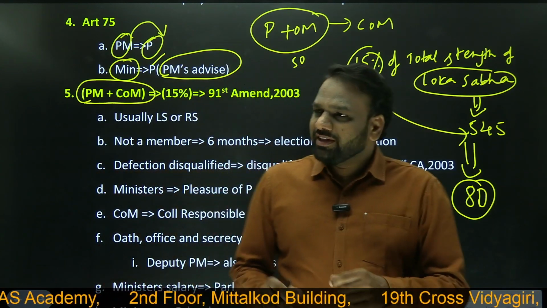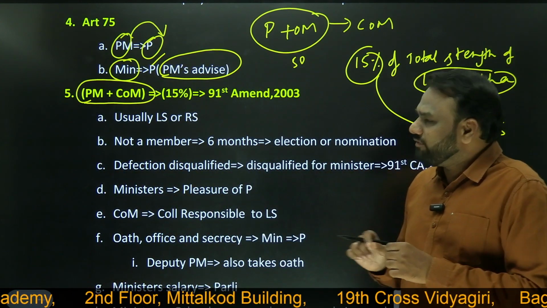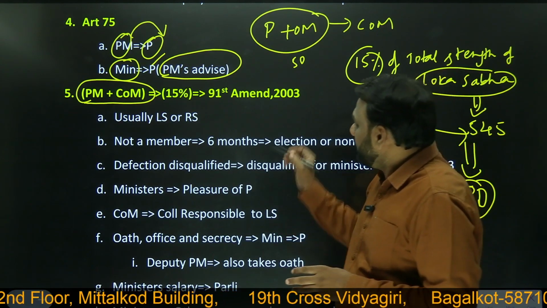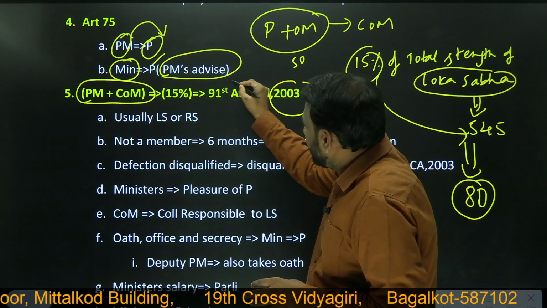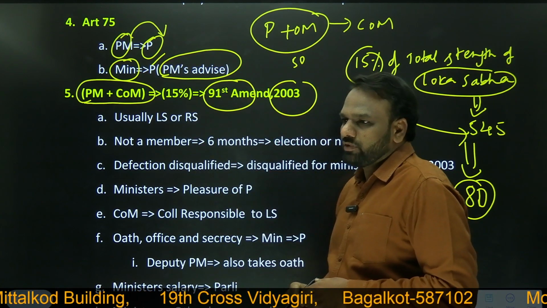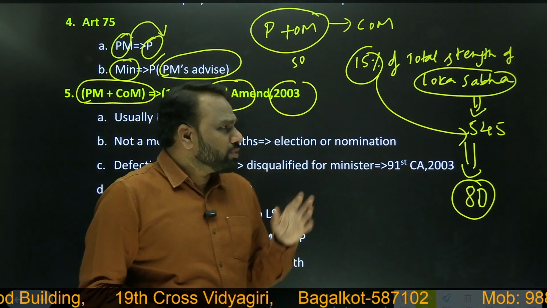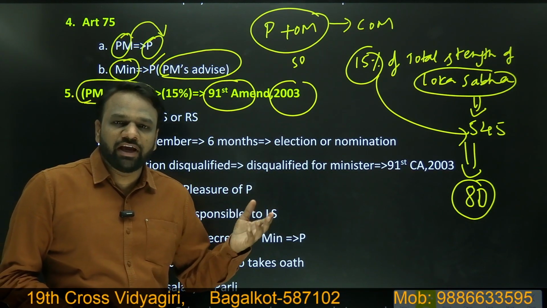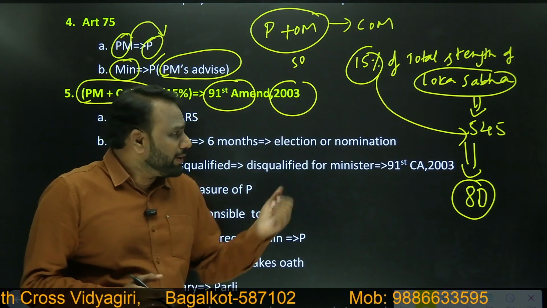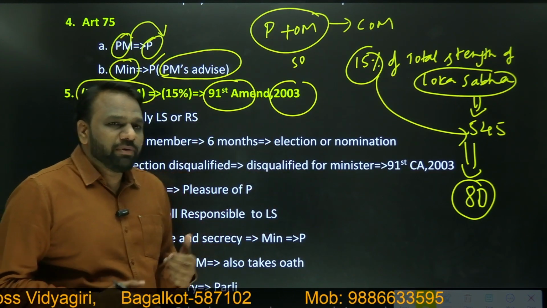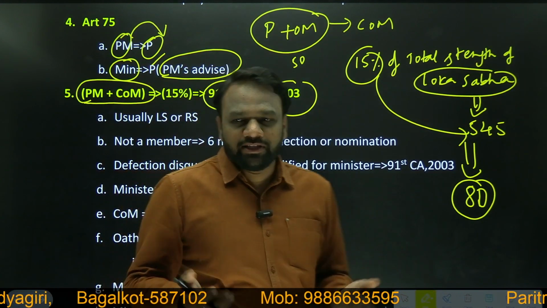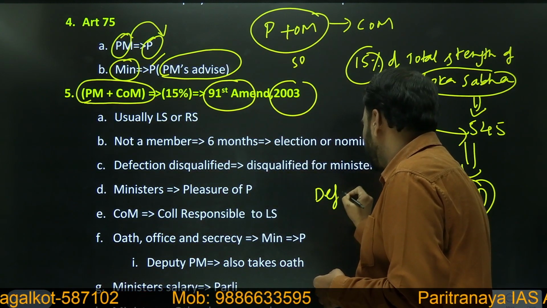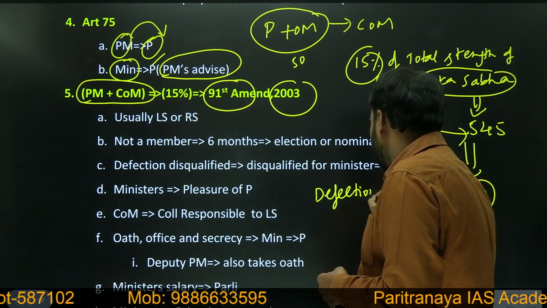So whether this provision exists from 1950 when we got our constitution? No. It was introduced in 2003 through the 91st amendment. So before 2003, there was no limitation on the number of ministers that we can have. Then why was this introduced? Because of the defections that were taking place. So I'm using a term called defection.